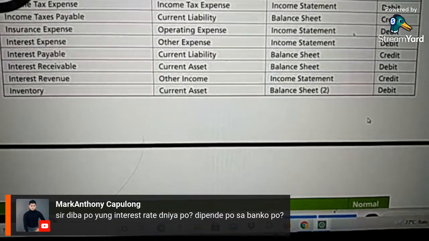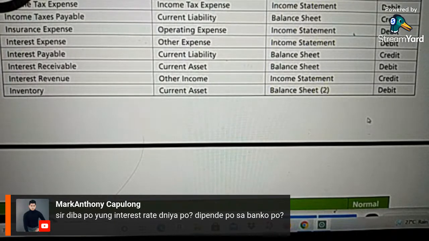So the different banks will choose their own interest rate from the given range, 0.05 to 0.09. So for example, I am Land Bank, I will pick 0.08. And for example, another one is BDO, they will pick 0.05. That is still okay because that is allowed by the Central Bank of the Philippines. That's one of the functions of the Central Bank, to monitor the bank transactions.